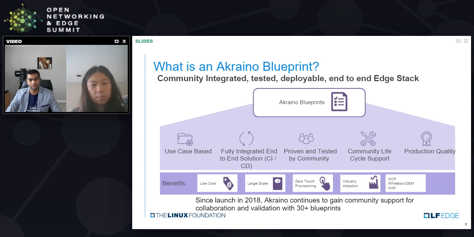And also the hardware is a very important part, because you can have software certified on one specific set of hardware, then it doesn't work on another set of hardware that you really want it to work on for that particular edge use case. So the community declares everything that goes into the blueprint, either hardware, software, CI/CD, and other tools as well. So that's the important aspect of the blueprint.